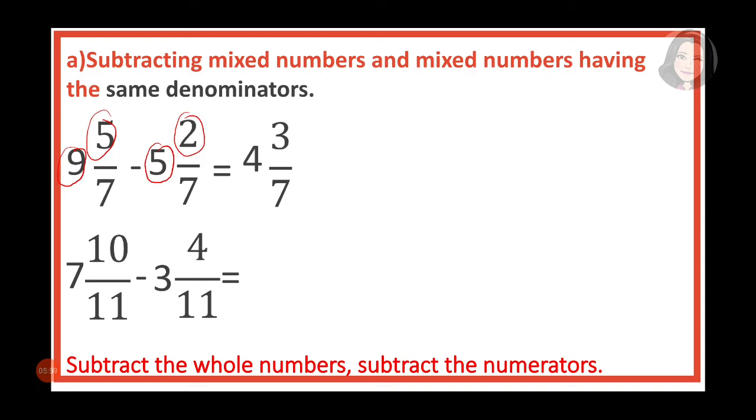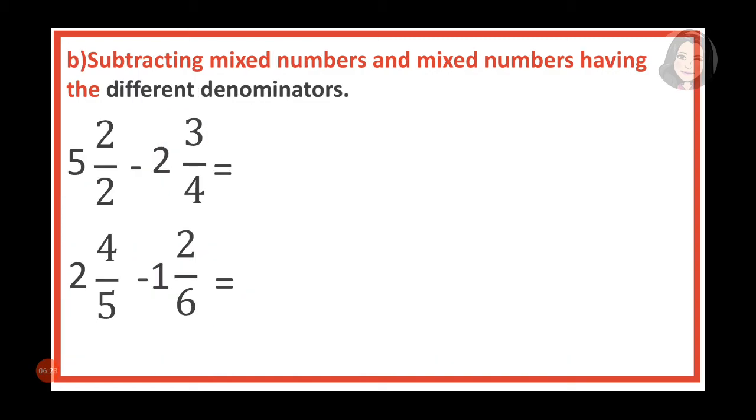Let's look at the second example. 7 and 10 over 11 minus 3 and 4 over 11. Subtract the whole numbers, so 7 minus 3 is a 4. Then subtract the numerators. 10 minus 4 is a 6. Then my final answer is going to be 4 and 6 over 11. Both of my answers are in the simplest form. This 7 is prime and this 11 is prime, so I cannot divide to simplify.